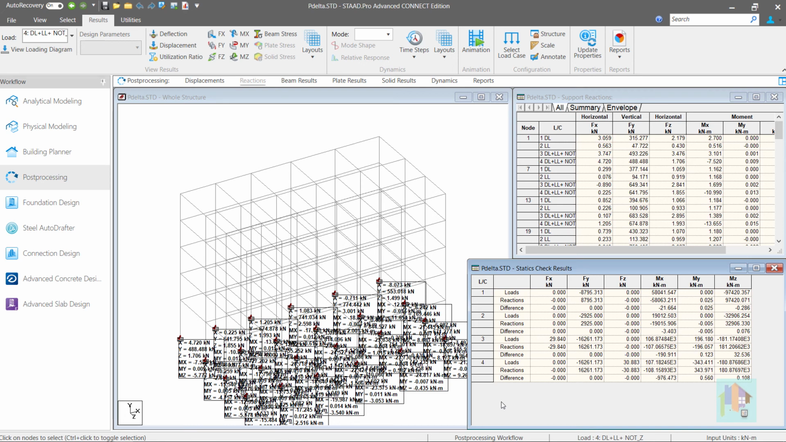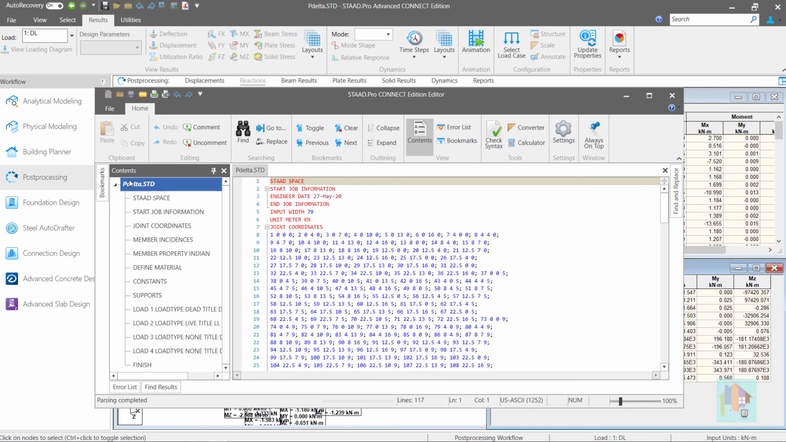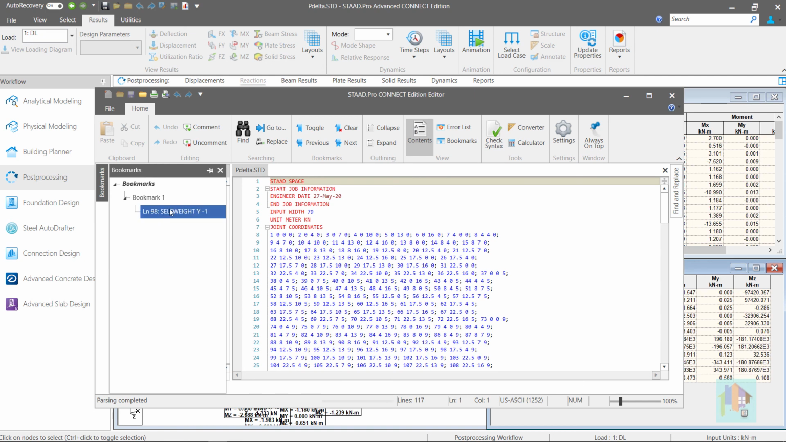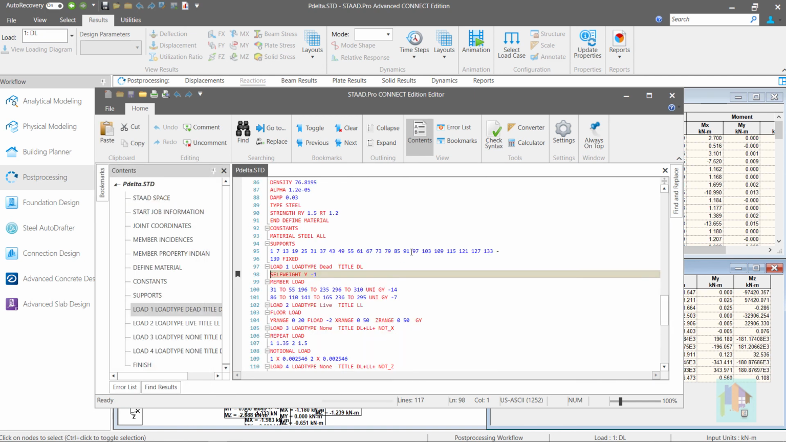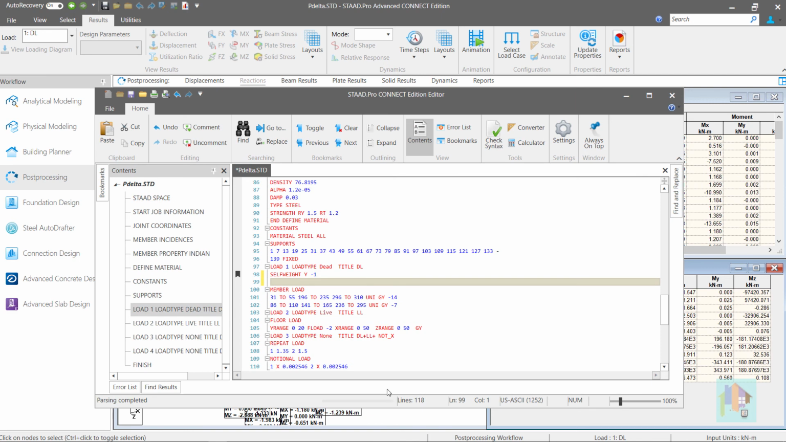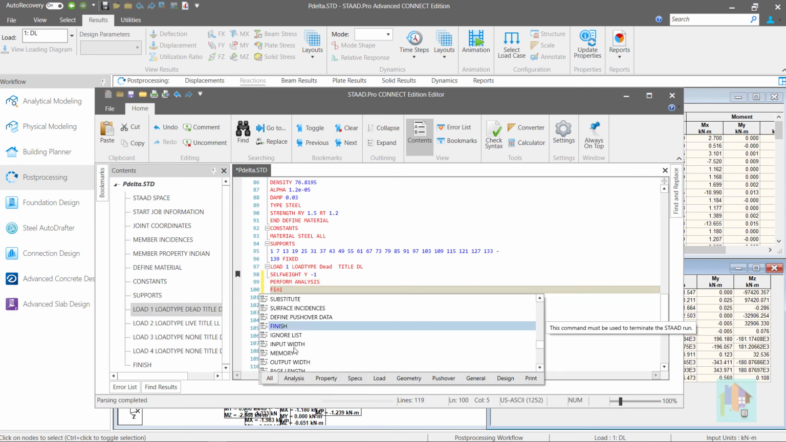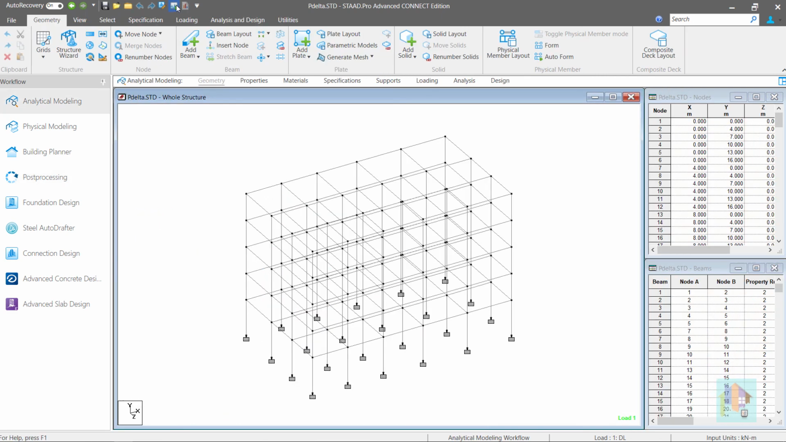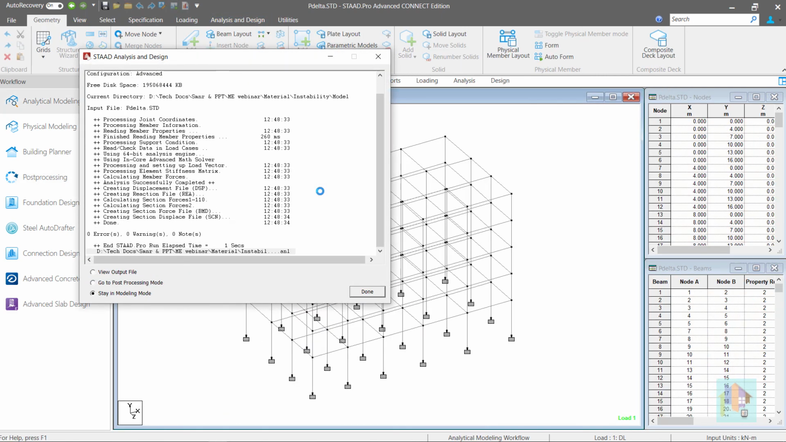Do you know for a second order analysis how to confirm whether the structure is stable or not? For that, we need to perform a linear static analysis and review the analysis results. From the input editor, after cellpoint command, we can add perform analysis and finish command. This will perform first order analysis considering the cellpoint only, analyze, and check the statics check results.